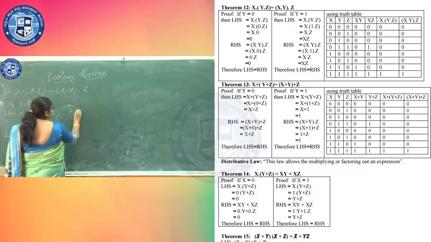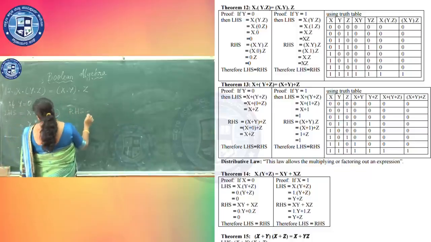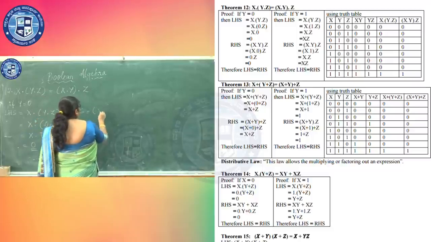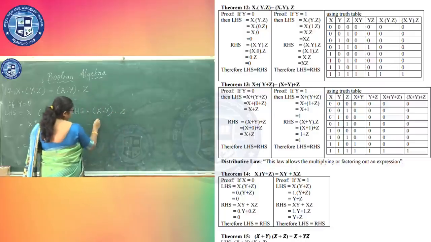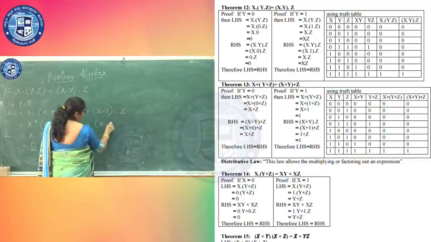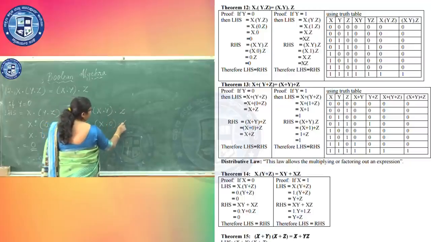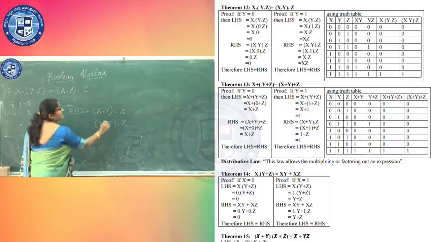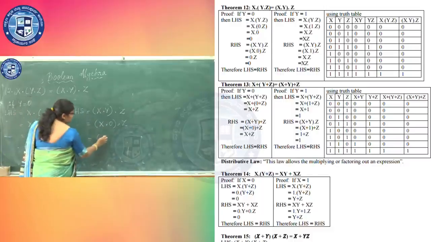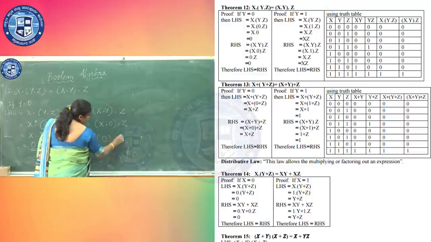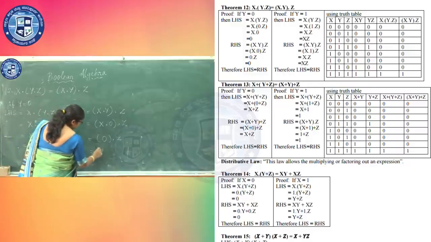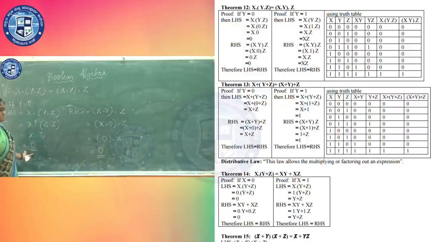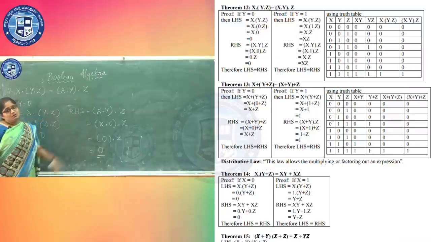So we shall prove the RHS. RHS we have x and y and z, x and 0 and z, x and 0. What is x and 0? It is 0, and z, z and 0, z into 0 is 0. We got the LHS and the RHS to be equal. Therefore, this equation will hold good.